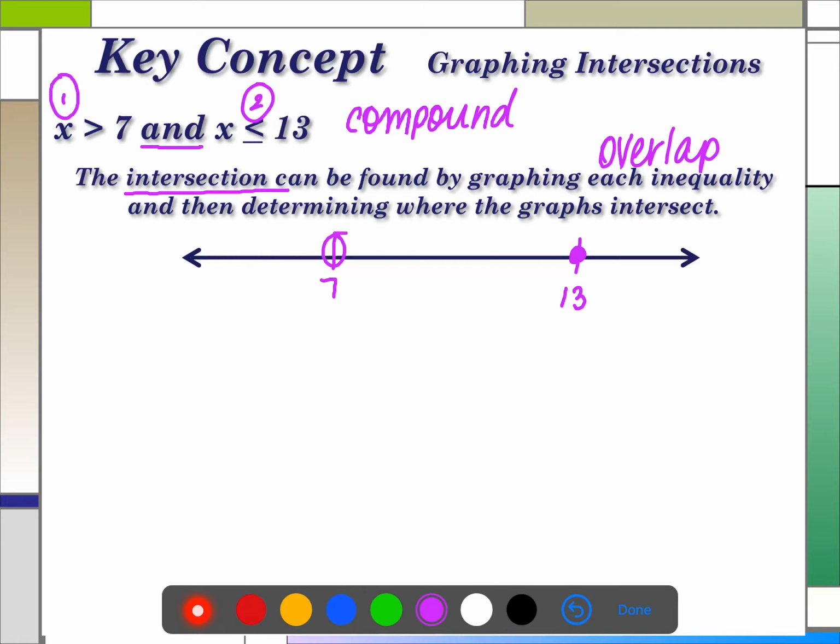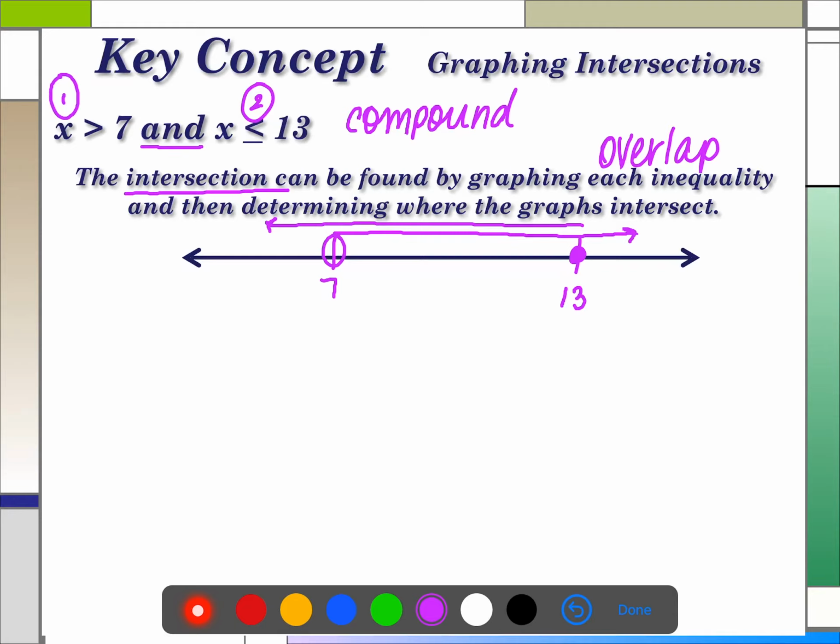Okay, so greater than 7 goes to the right, and less than 13 goes to the left. Okay, now this is not our final answer. All I've simply done is use arrows to indicate my two answers, but I have to shade. I have to determine where the shading is, because the shading is the final answer here.